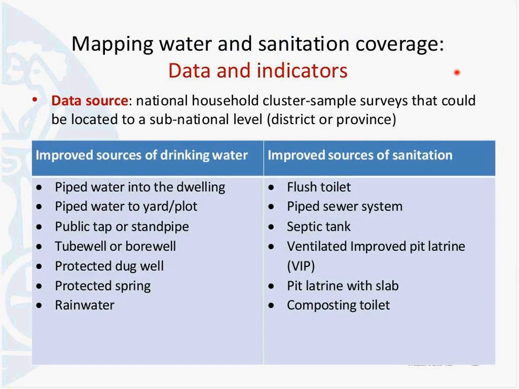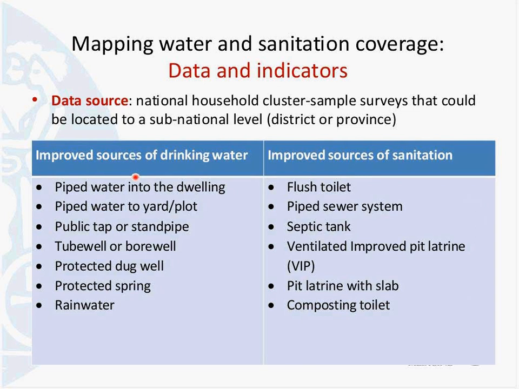So the indicators that we used, there are limitations to these indicators. They're very crude, but they're the indicators that are used by the Joint Monitoring Project. So we've got our standard improved sources of drinking water. Everyone will be very familiar with these. We've also got our standard improved sources of sanitation here.